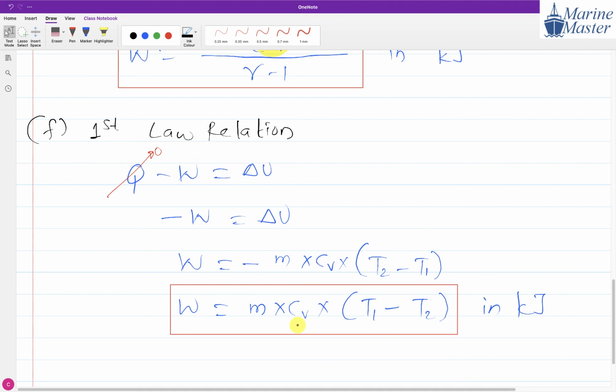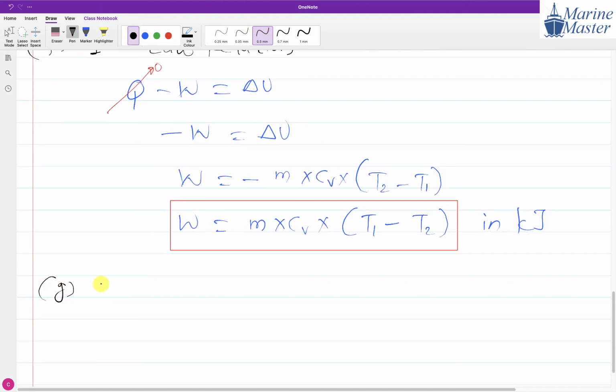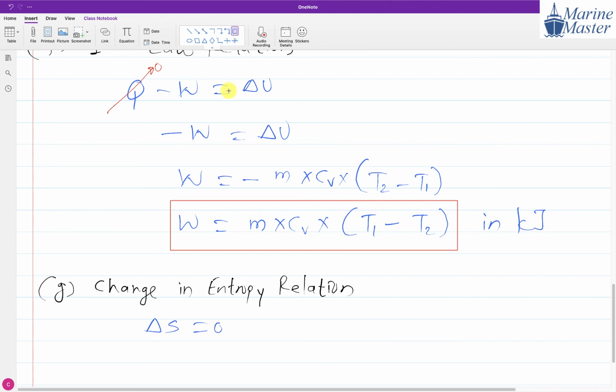Now what will be our next point? Change in entropy relation. What will be the change in entropy? Delta S is equal to 0. For an isentropic process, it must be 0, so no need to write down any relation. At least two formulas are reduced.